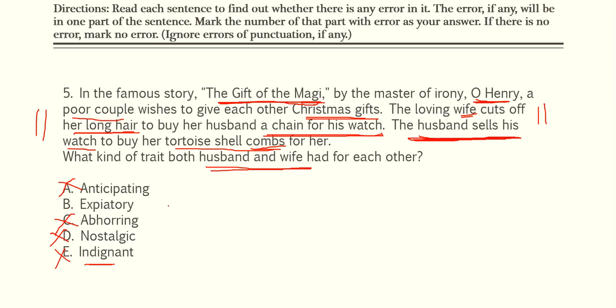If you don't know the meaning of expiatory, do write it down in your copy. Okay. Expiatory means sacrificial. In the passage, both the partners sacrificed for each other, which is very much soothing for each other, right? I already mentioned the wife sacrificed her hair for her husband, and the husband sacrificed his watch for his wife. Okay, so that is what we call sacrificial, expiatory. Therefore, my answer will be expiatory. Have you understood?